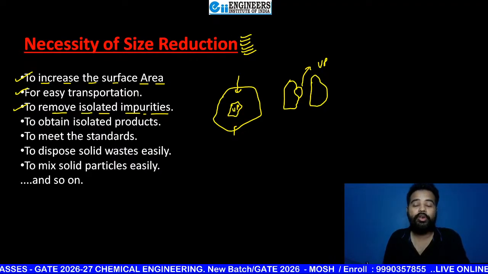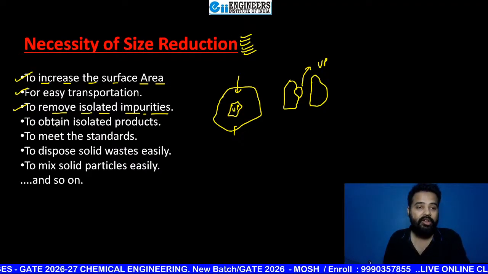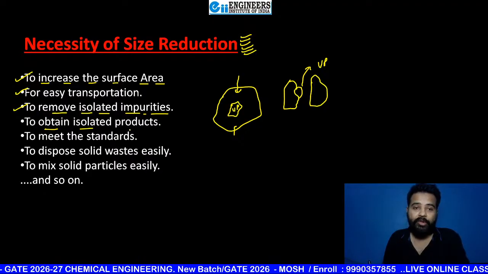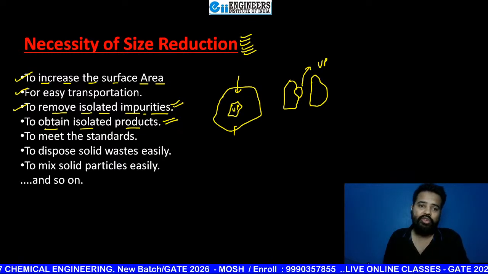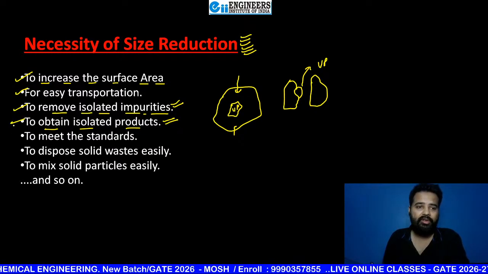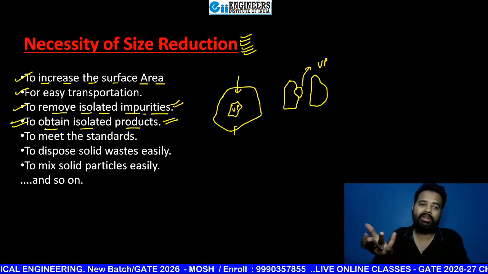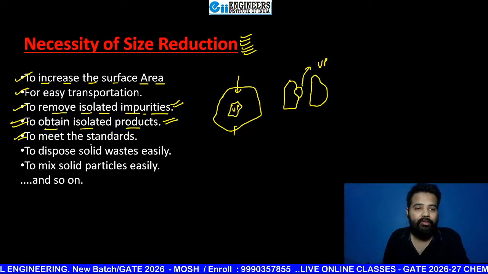You need size reduction. To obtain isolated product, the same thing. Impurities are there, like the useful product I discussed first. So if impurities are there, then again you need to remove them by size reduction. Some useful product, not impurity, same thing. To meet the standard, what is this?